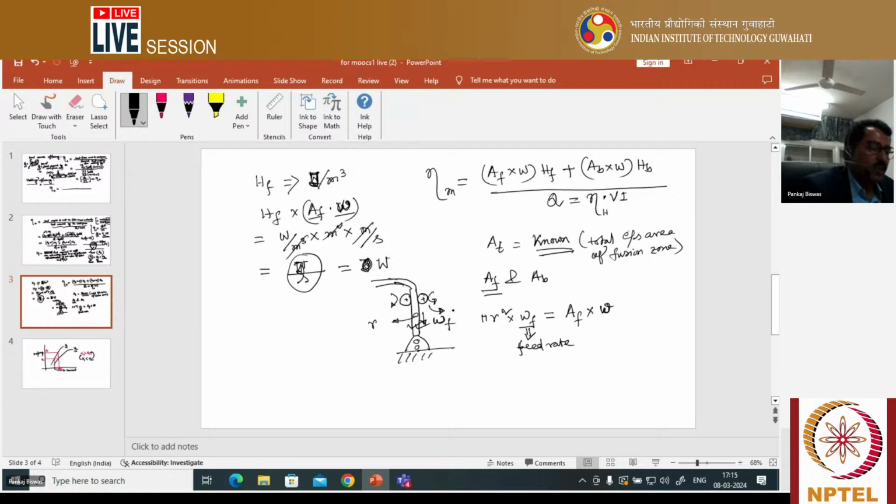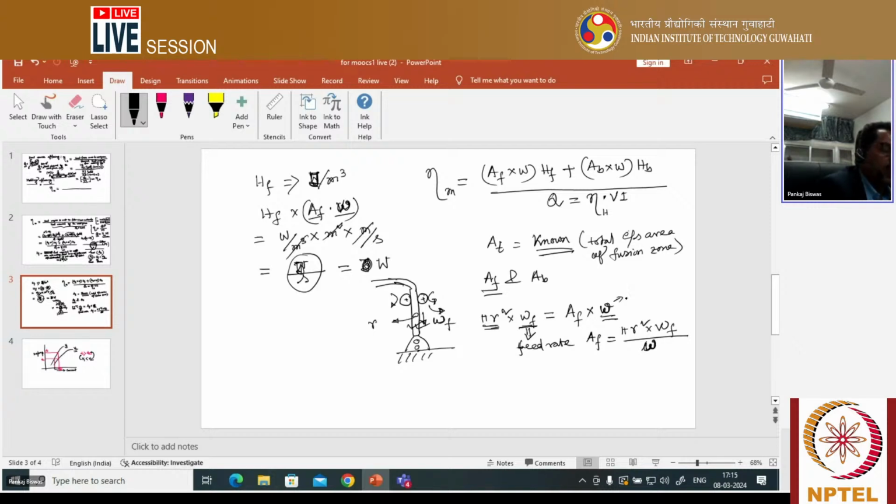So from here, you know the cross sectional area of this filler wire, you know the feed speed, you know the welding speed. So you can easily find out what AF is. AF is equal to pi r square into the speed of wire, or feed rate of wire, divided by your welding speed W.